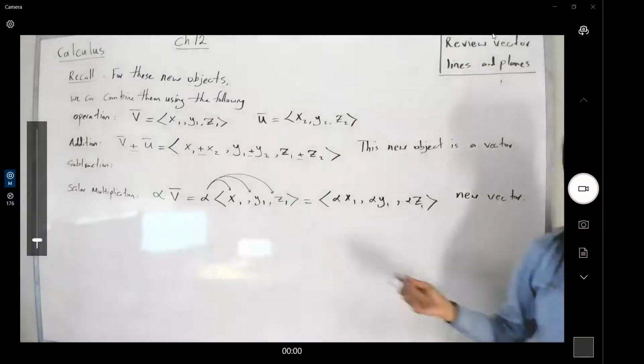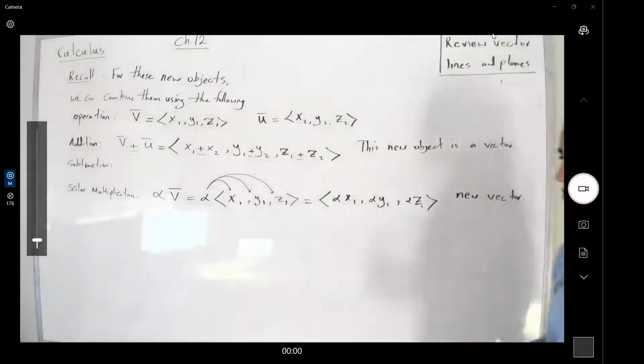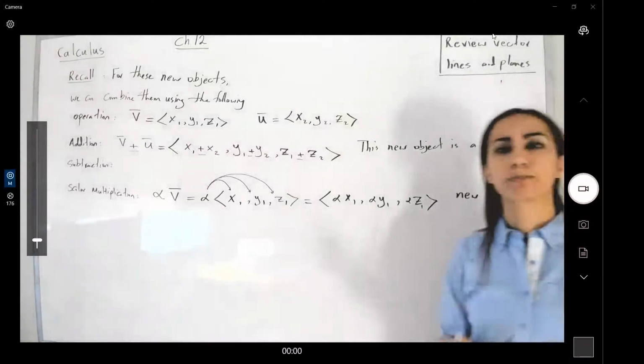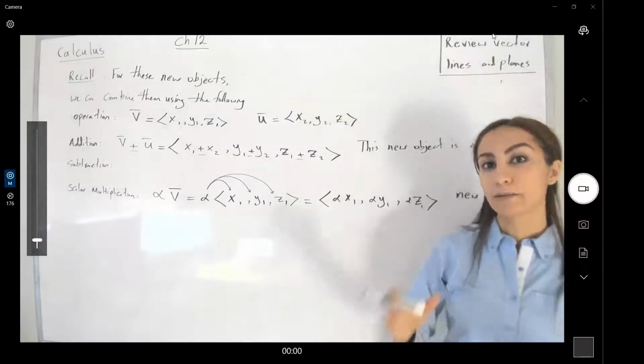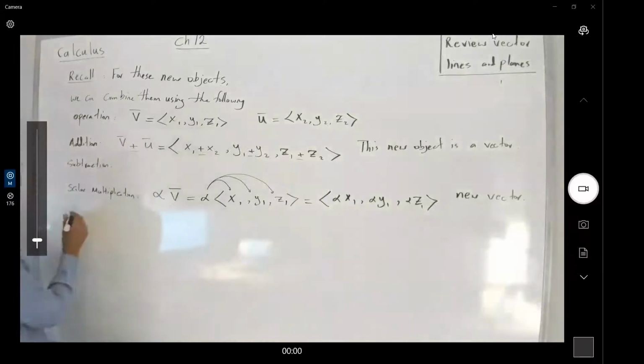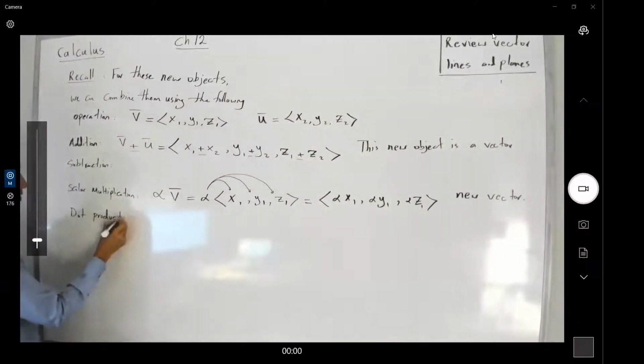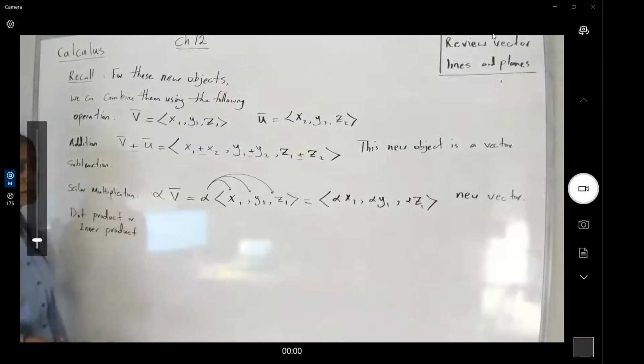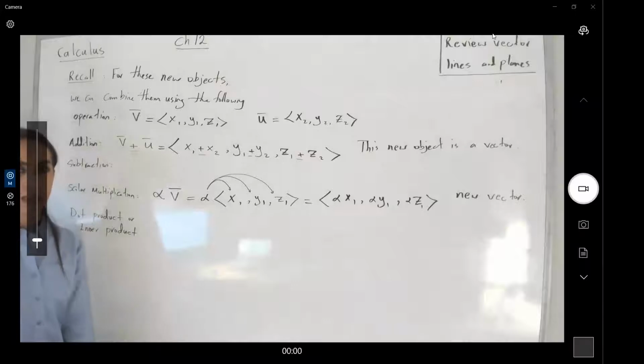It means that it has direction and it has magnitude. We define something that we call the dot product or inner product. Well, how does it work? Actually, inner product or dot product, the outcome is not a vector. The outcome is just a number.